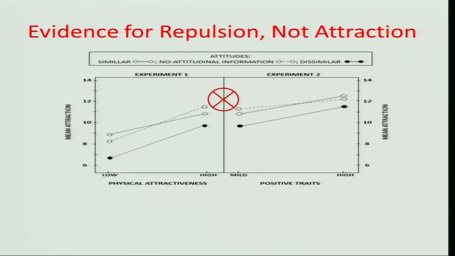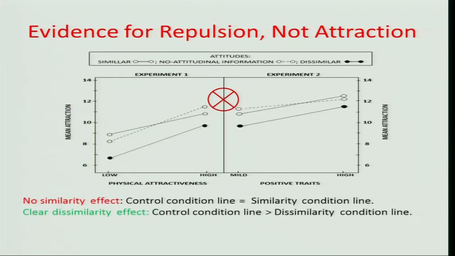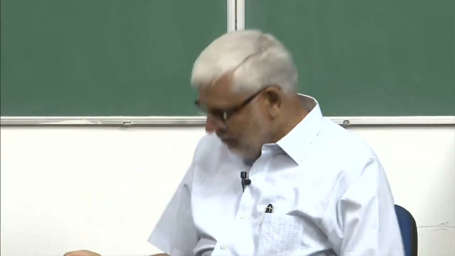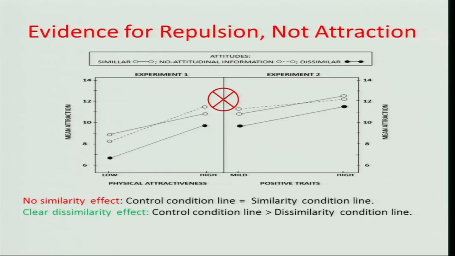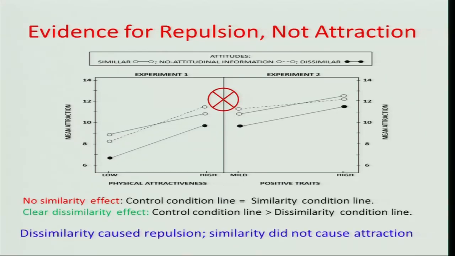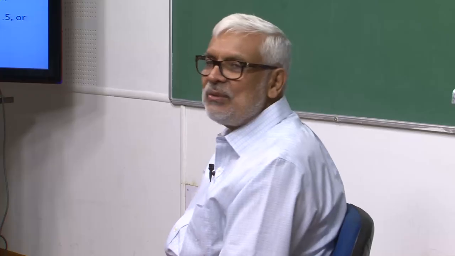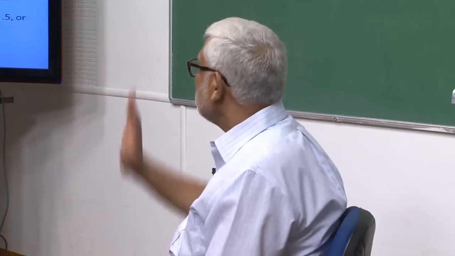How do we solve the problem now? So I suggested to one of my undergraduate students, Lin Tan, like this is the summary I have given. No similarity effect, why? The control condition line is similar to the similarity condition line. Why repulsion? Because the control line is higher than the dissimilarity line. You see, how we test in a simple way, how much statistics is required? No more than 2-3 tests when we reach the conclusion. To my student, I said this is not the right test of this hypothesis. So his hypothesis was dissimilarity leads to repulsion, similarity does not lead to attraction, and that became the repulsion hypothesis. So I advised my student to conduct a new experiment, and this is what you see.